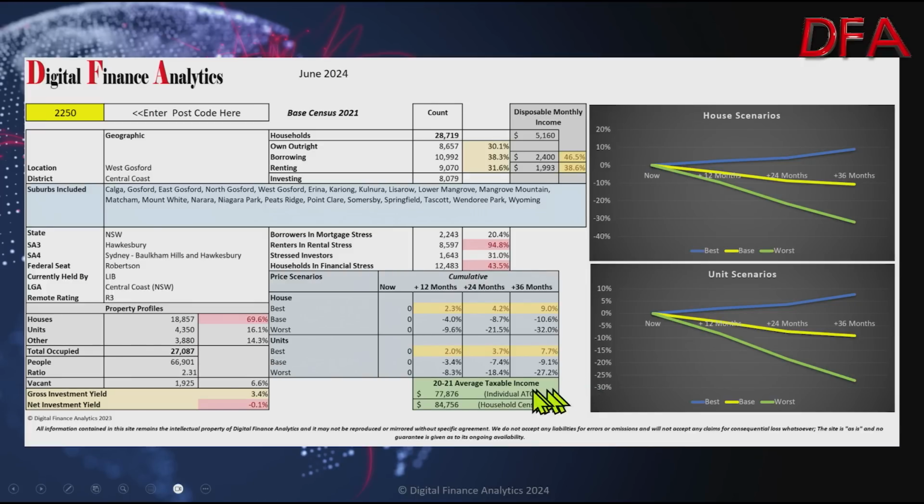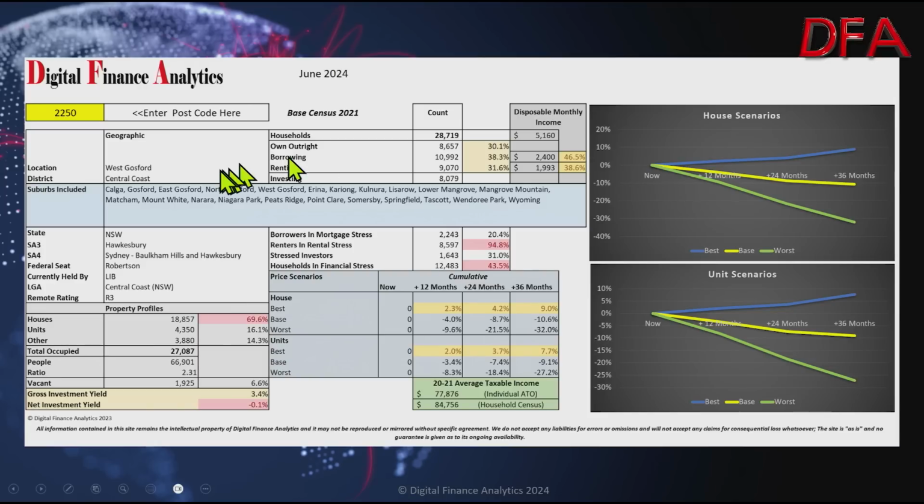We also then have data on the taxable income based on the ATO data and the household census. And you can see here it's 77,000 versus 84,000. That then gives us a disposable monthly income, on average, 5,160. And then we look at the percentage going on the mortgage at 46.5%, or more than $2,400 a month at the moment. And that going in the rent at 38.6%, 1,993 a month on average.